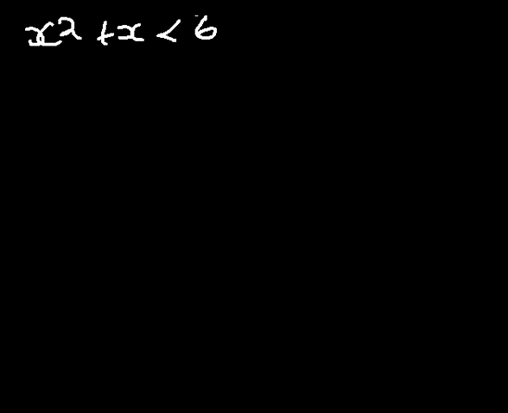Now how should you be able to solve this problem? You should treat the inequality symbol the way you treat an equal sign, in the sense that we have to bring this 6 to the other side. So have it as x squared plus x minus 6 is less than 0. That's the first thing to do.